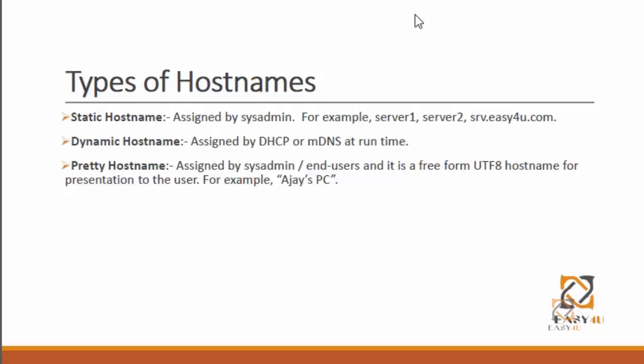Second one is dynamic hostname. You can also call it transient hostname. This is assigned by DHCP or mDNS at runtime. Third one is pretty hostname. This is assigned by the system admin and end users, and it's a free-form UTF-8 hostname for presentation to the user. For example, Ajay's PC, my laptop, my PC. These hostnames are called pretty hostnames.